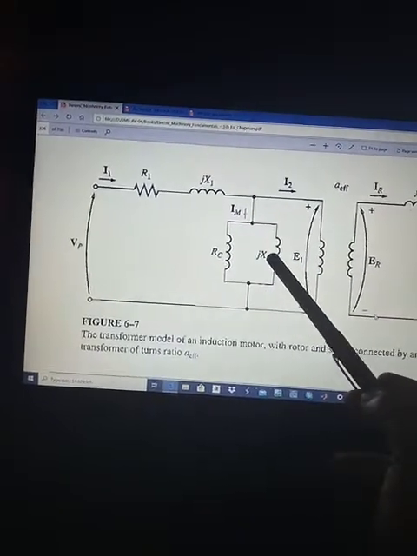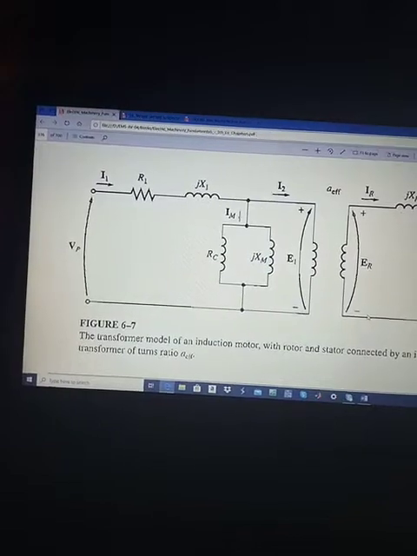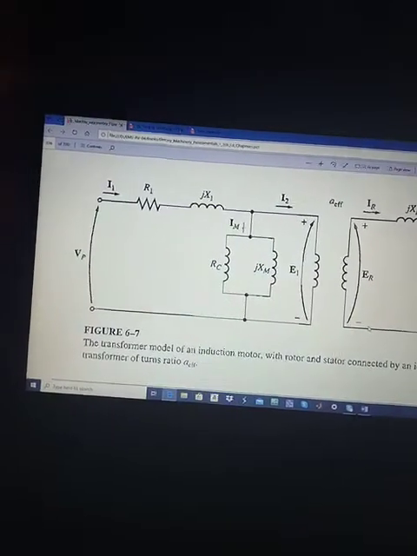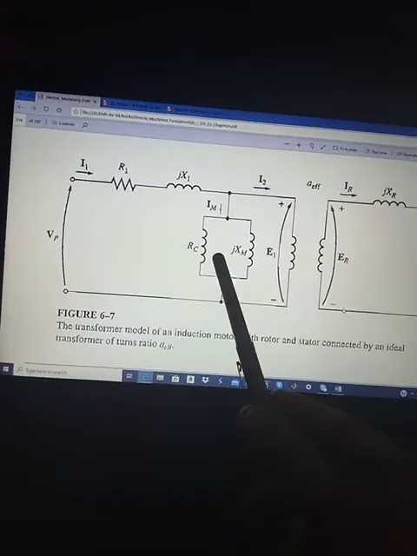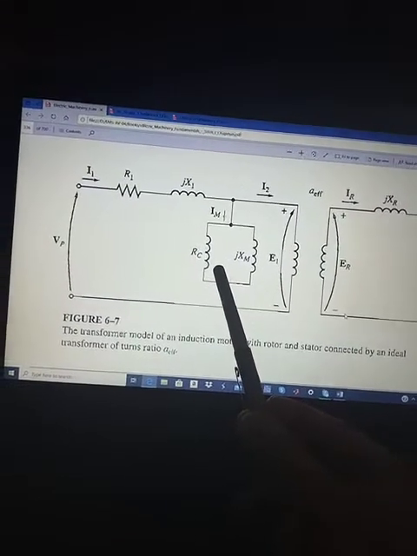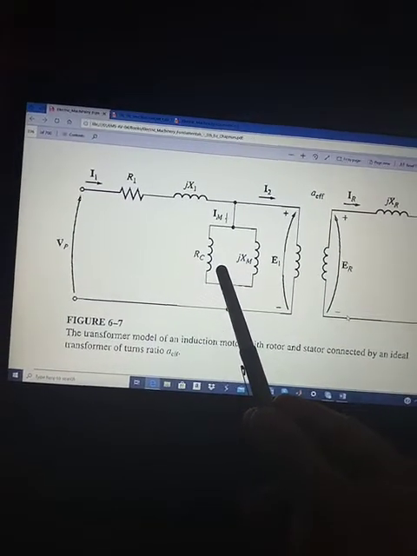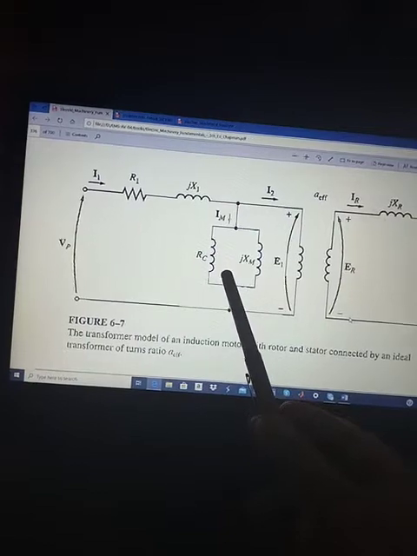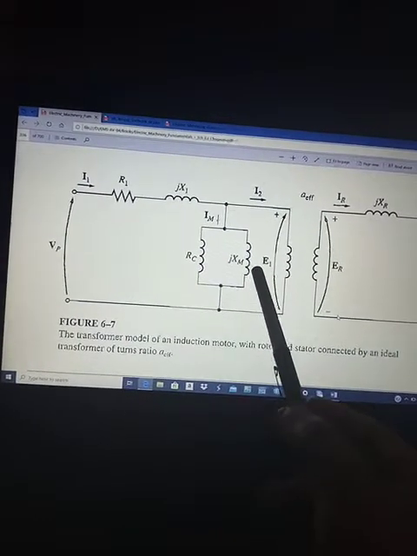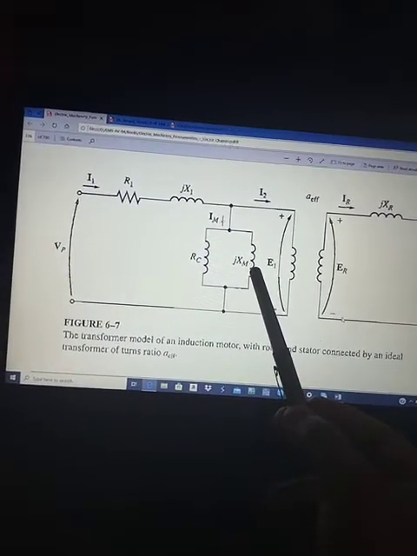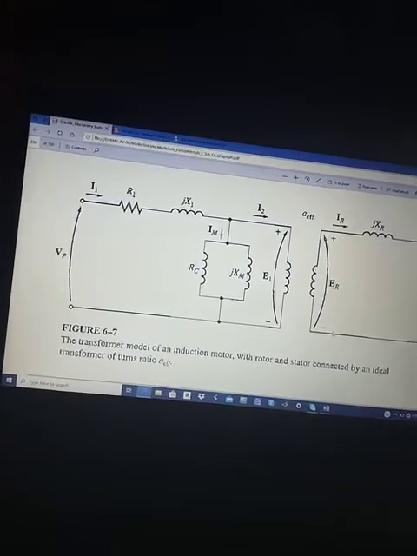This RC and jXM is actually the excitation branch, and it is modeled by the resistance RC, which corresponds to the hysteresis and core losses, in parallel with the XM, which is actually the magnetization current loss.